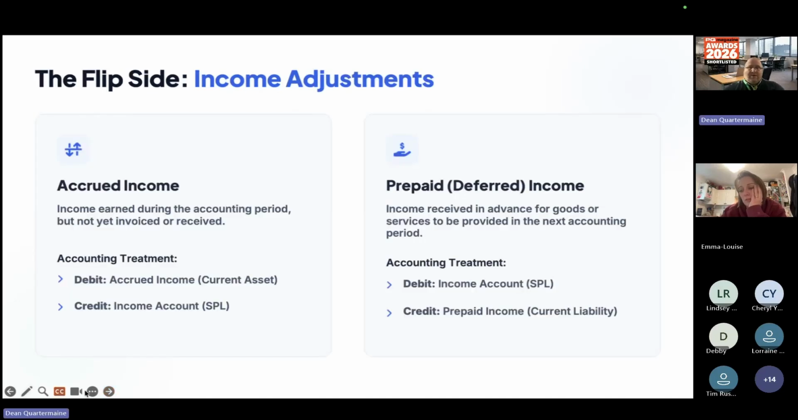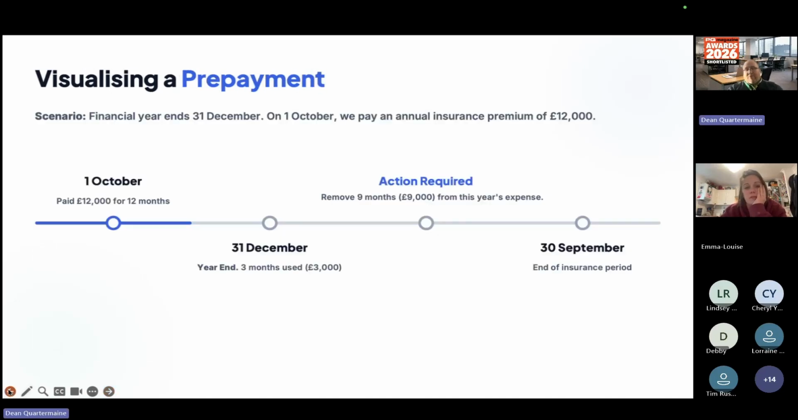I've missed a slide out there about what the journal looks like to do that. So here you are going to debit prepayments, because prepayments is the asset. You've got an asset related to the prepayment. So debit prepayments, credit, in this case, insurance, but whatever the expense account is that you're prepaying the expense out of.